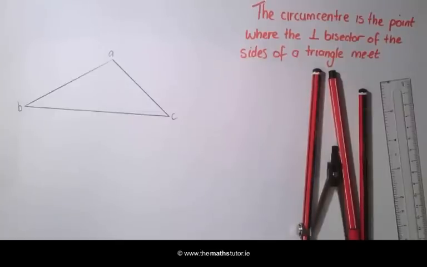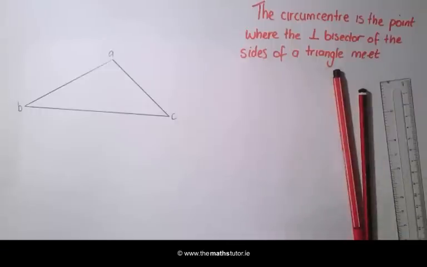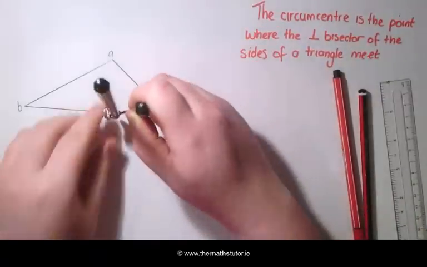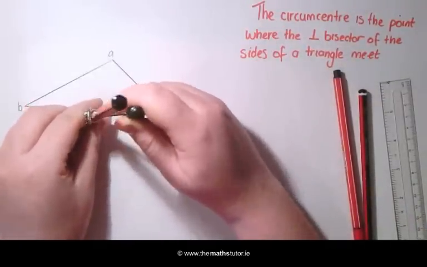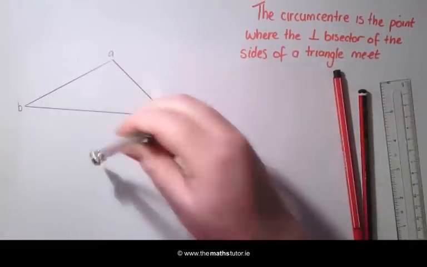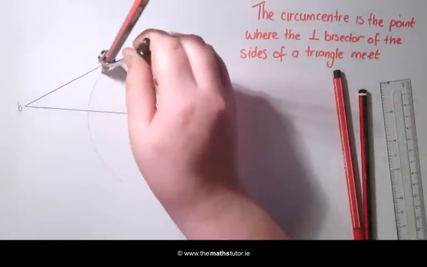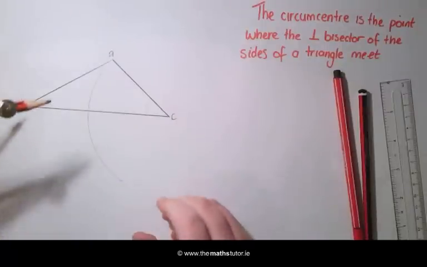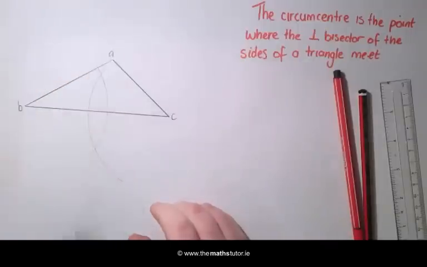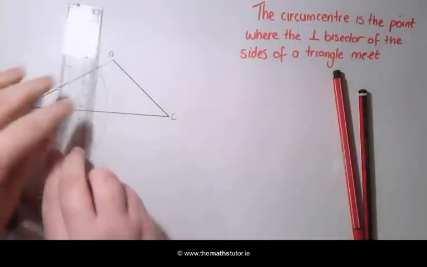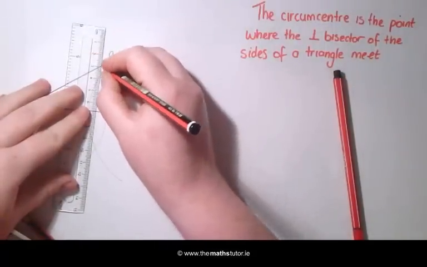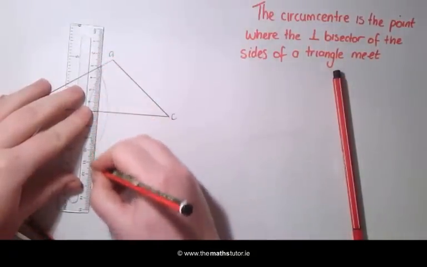So taking my compass, I'm going to find the perpendicular bisector of the side BC. We need the width of the compass to be at least half the size of the line BC. So placing my compass on C, I'm going to draw an arc across it. And placing my compass on B without changing the width, I'm going to draw another arc. Where these two lines meet is the perpendicular bisector of the line BC.